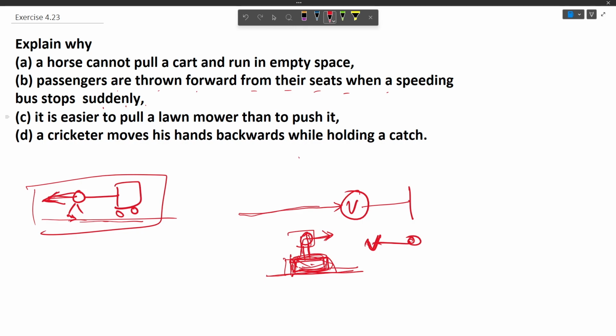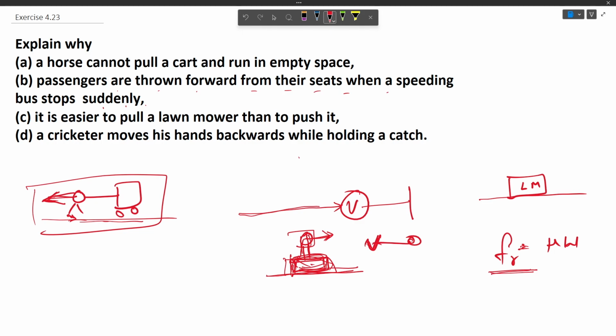Now in the third question we have: it is easier to pull a lawn mower than to push it. So for this we have to make a free body diagram. Let us consider that this is a lawn mower. Now for the resistance in either push or pull, or for resistance in its movement, there is a role of friction force. Friction force is defined by the coefficient of friction mu and the body's weight, so the magnitude of friction force can be given by the product of mu and w, the weight. Friction force is always acting against the motion.